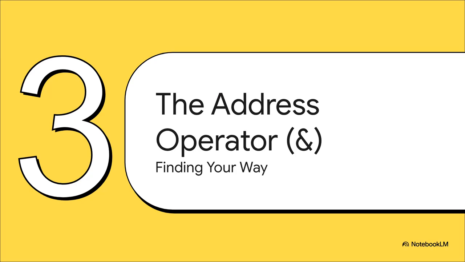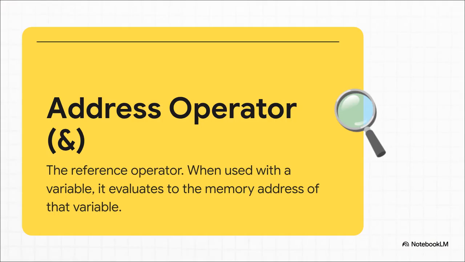Okay, so we've got these houses, these variables, all over our city. But what if we don't care what's inside the house for a minute? What if what we really need is its street address? How do we ask the computer for that? Well, there's a special tool for exactly this job. That tool is the ampersand symbol. We call it the address operator. Whenever you stick this little guy in front of a variable's name, you completely change the question you're asking. You're no longer saying, hey, what's inside? You're saying, hey, where is this thing located?